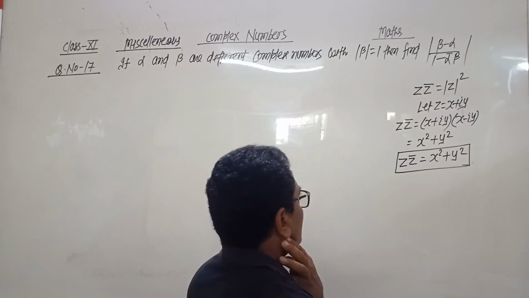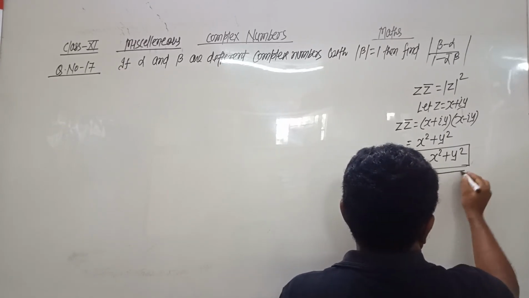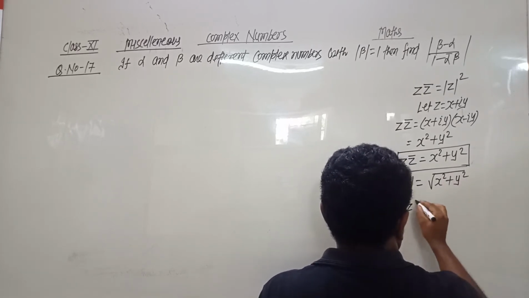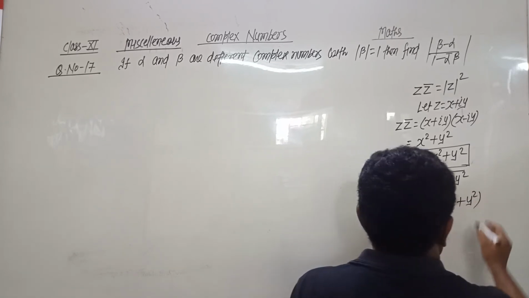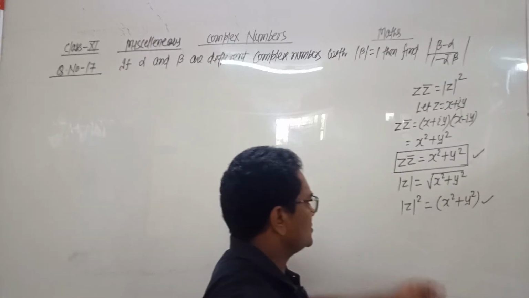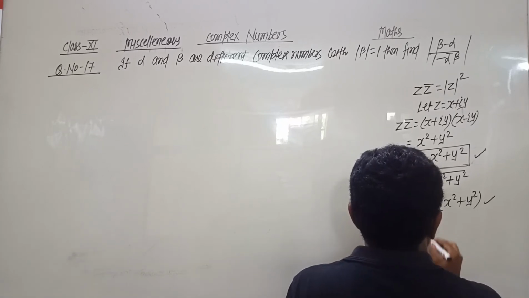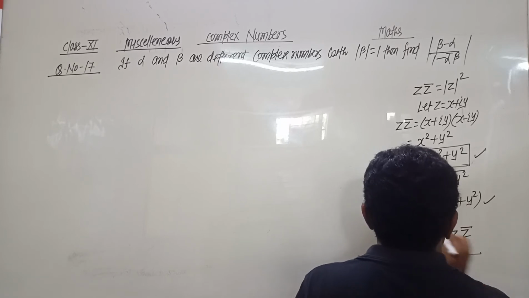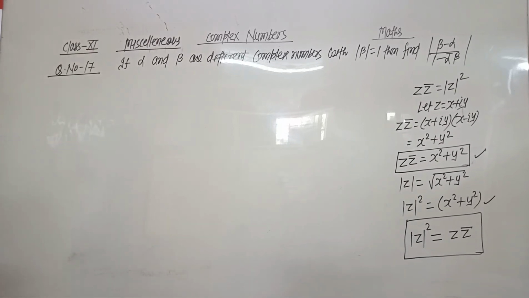Now we will find the mod of z. The mod of z is the square root of the real part squared plus imaginary part squared, and for mod of z square, the square root gets cancelled, giving x square plus y square. So it verifies that z into z bar equals mod of z square. So we use the formula mod of z square equals z into z bar. In this question we use this formula, mod of z square equals z into z bar.